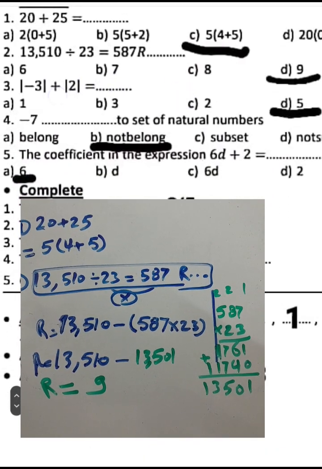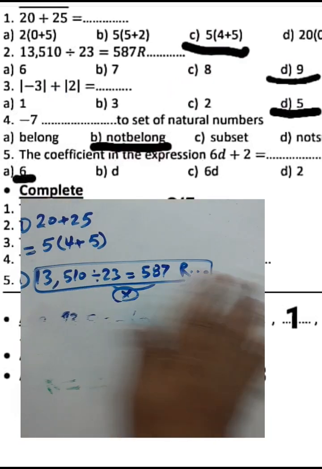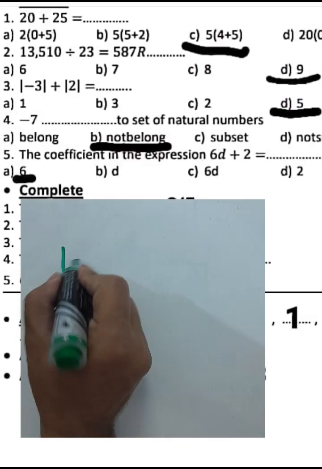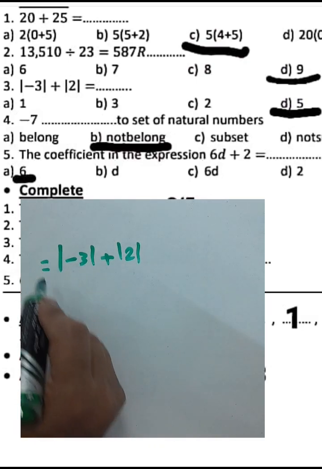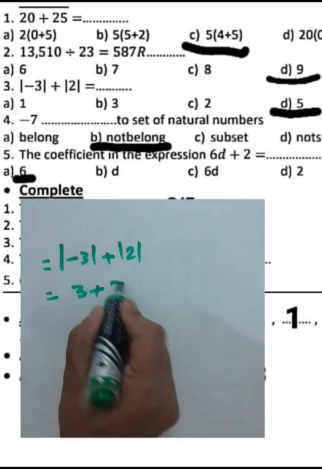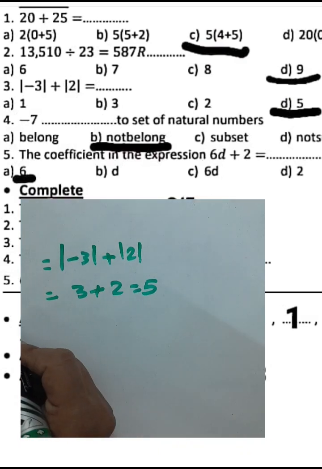Question number 3 is the absolute value of negative 3 plus the absolute value of number 2. The result will be 3 plus 2 equal 5.